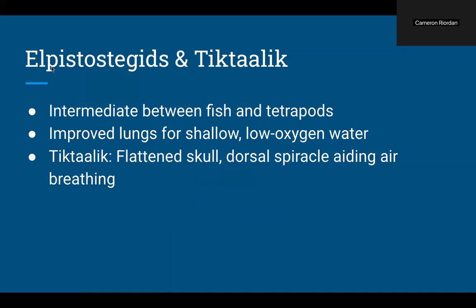Starting with Elpistostegids and Tiktaalik, which is inside the group of Elpistostegalia. These were lobe-finned fish that already had developed some adaptations that foreshadowed that they would be able to live life on land. For example, the Tiktaalik had both gills and lungs. It could raise its head above the water to gulp air, and this showed an early sign of lung-based gas exchange, and it also allowed them to survive in oxygen-poor water.